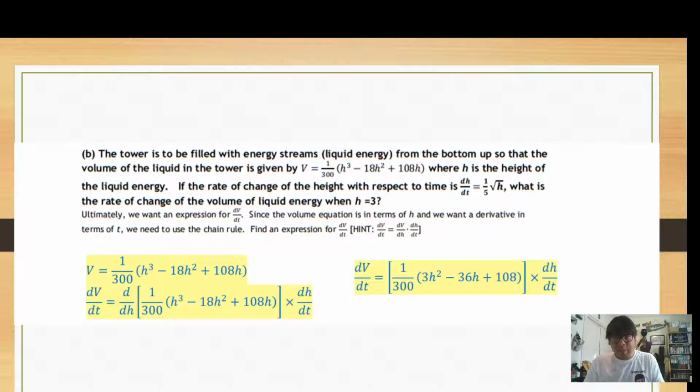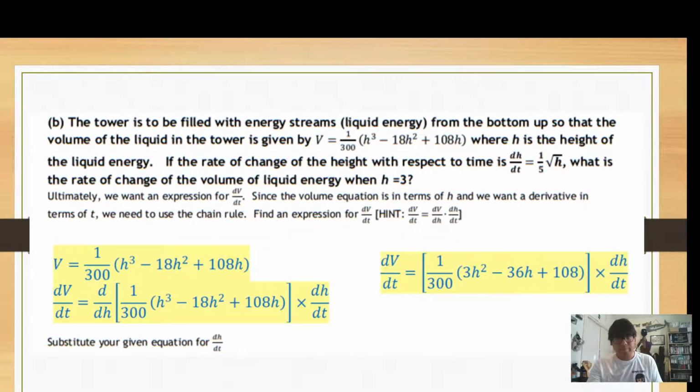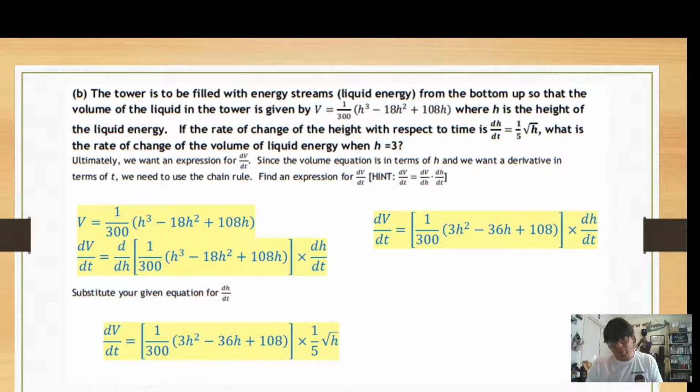So that gives me, after I take my derivative, 1/300th times (3h squared minus 36h plus 108) multiplied by dh/dt. What do you do with dh/dt? Well, they give it to you. It's just 1/5 root h. I think you'll see that right up here, 1/5 root h. So now you have a dV/dt, and it's totally an equation in terms of h.